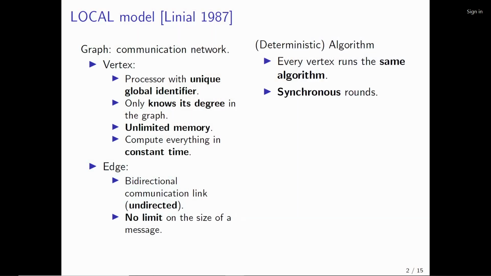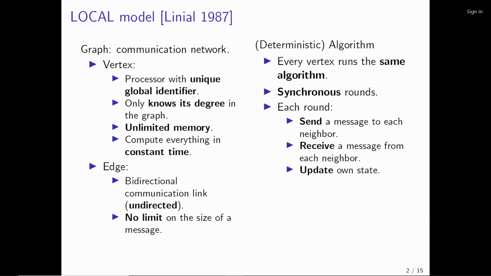And then we don't have asynchronous rounds. Everything works at the same time. Right? Whenever you communicate with someone, everyone sends out messages and receives messages at the same time. Okay. So in each round, what you can do is send a message to a neighbor, receive a message from a neighbor, and of course, do some computations, update something in your own state.